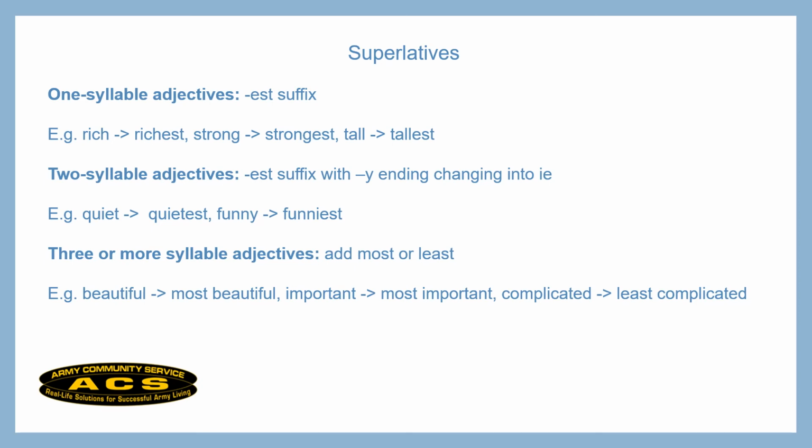So for example, quiet, quietest, funny, funniest. Yeah, so funny has a Y at the end, but now funniest has an IE. If it's a three or more syllable adjective, add most or least. So for example, beautiful turns into most beautiful or least beautiful. Important turns into most important or least important. And complicated into most or least complicated.